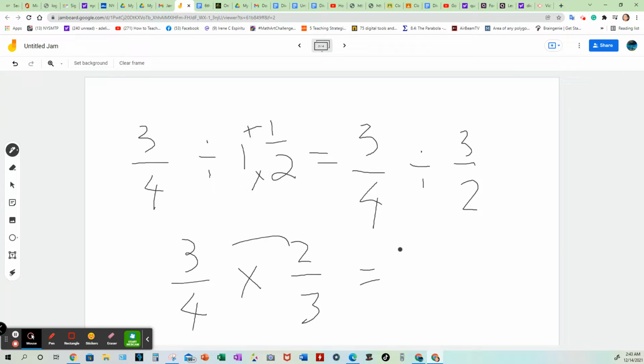3 times 2 is 6. And 4 times 3 is 12. And they're both divisible by 6. So we can simplify this fraction. So it becomes 1/2 as our final answer.